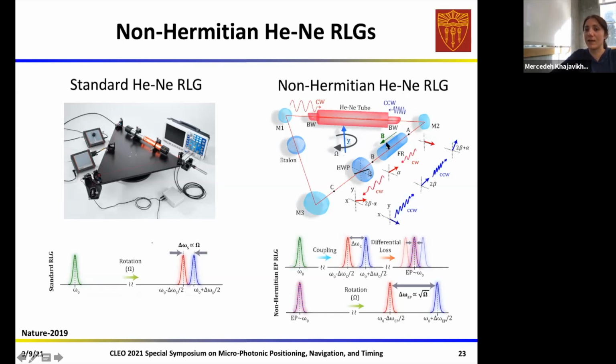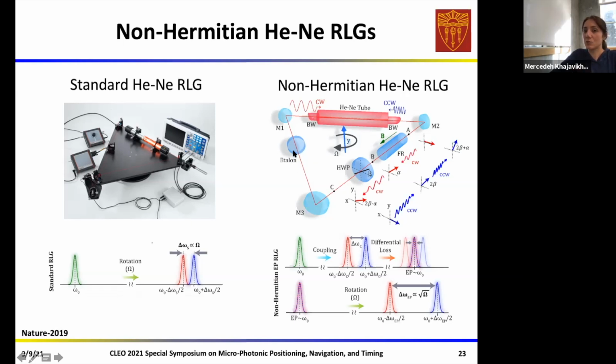Now, the way that we artificially generated the exceptional point in this cavity is by playing with the polarization. First of all, the helium-neon tube had two Brewster windows, so we have some level of polarization selectivity in the system. We added a half-wave plate and a Faraday rotator. So the light that, for example, travels in the CW direction sees, because of the Faraday rotator, the half-wave plate and the Brewster windows, overall less loss than the one that goes through the CCW direction.